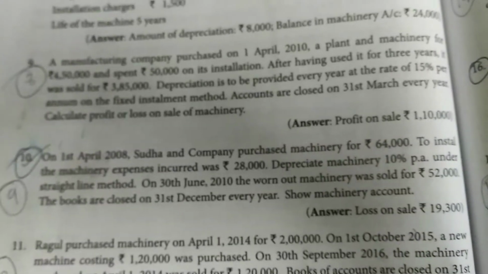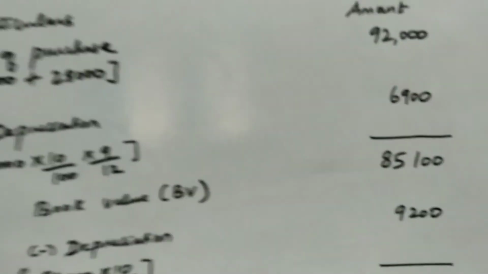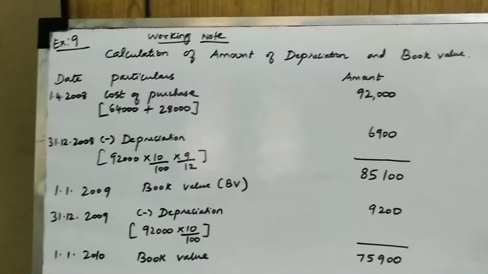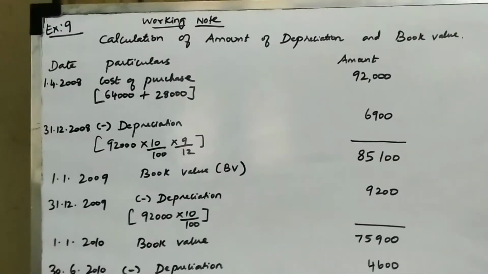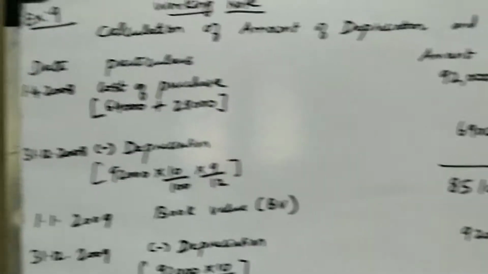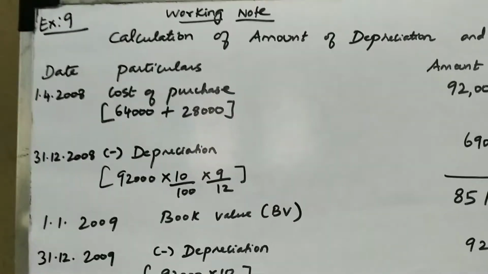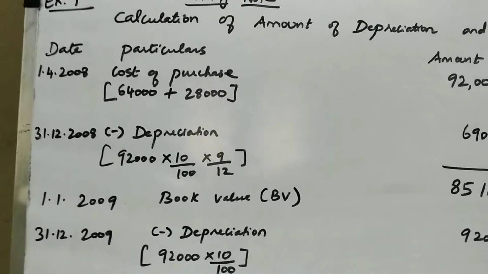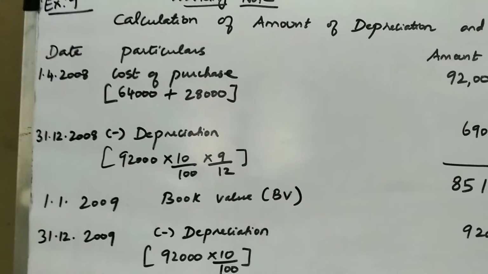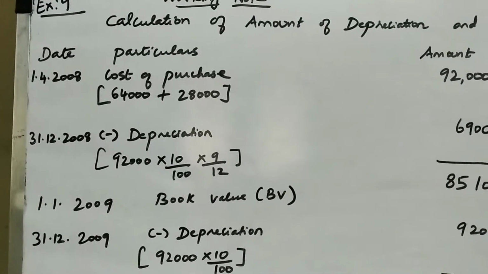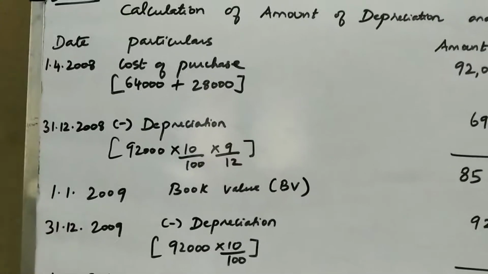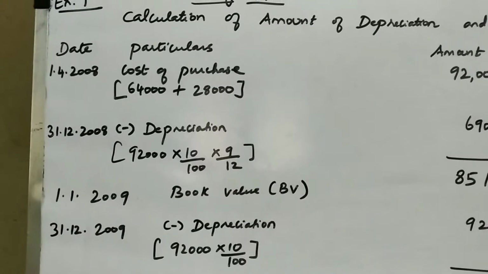So now, let us first move on to the working note. How to calculate the amount of depreciation and the book value. You will be having the date column, particulars and amount. On 1/4/2008, the asset was purchased. The cost of purchase includes the erection charges, installation charges as well.